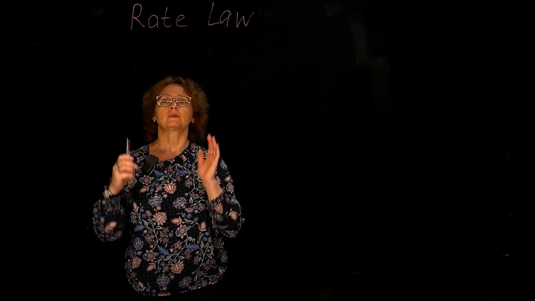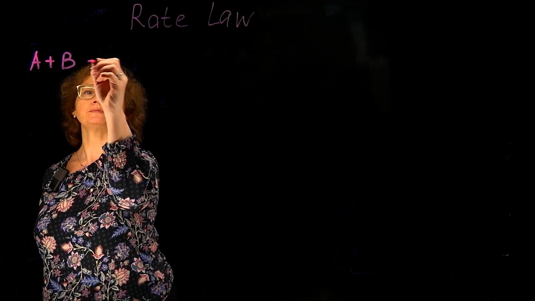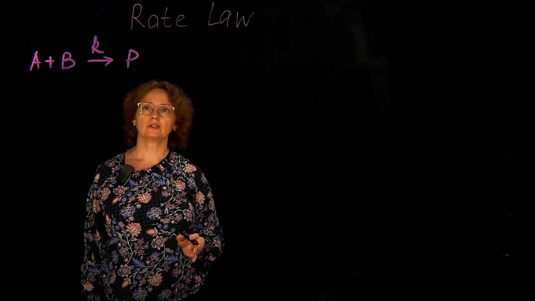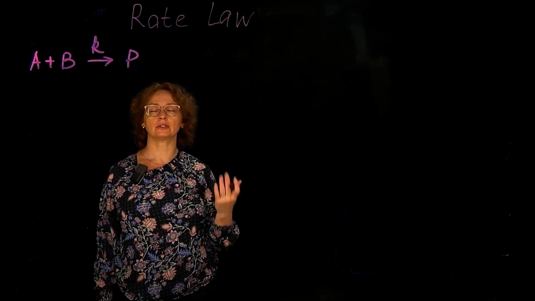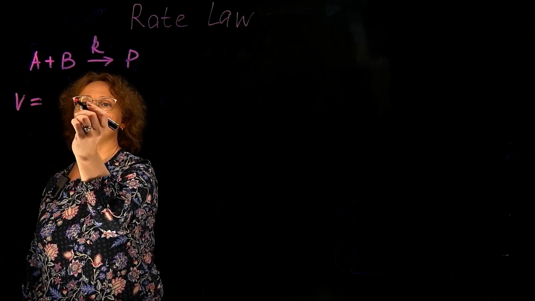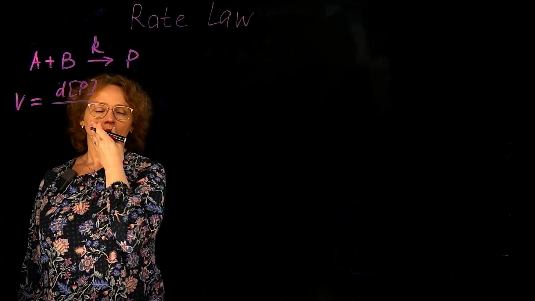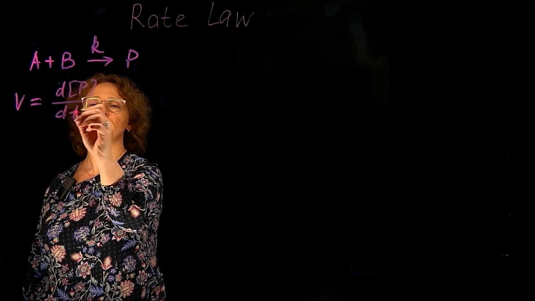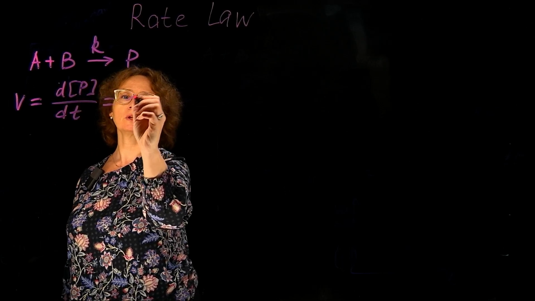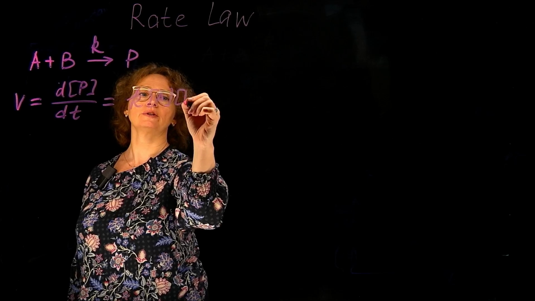So we discussed that for a reaction that has two reactants, the second order reaction, it is difficult to derive the rate law because the velocity depends on... velocity is the increase of concentration of product over time. It will be equal to the rate constant times the concentration of each of the reactants.